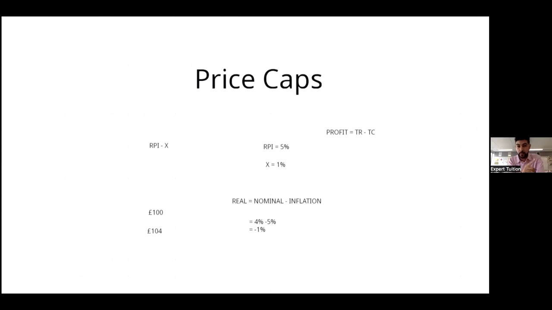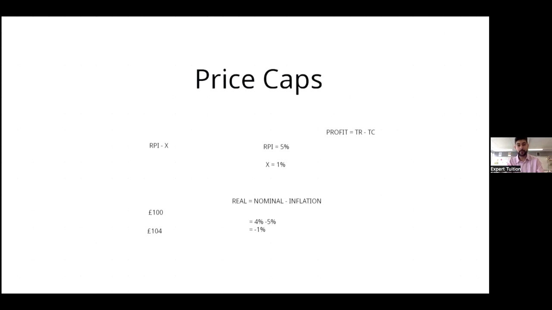Now, the clever thing about this form of regulation is that it doesn't just incentivize the firm to cut the cost by 1%. They actually have the incentive to cut their cost by more than 1%. Because if I cut my cost, let's say, by 2%, in real terms, I'm now 1% better off. Let's understand why.